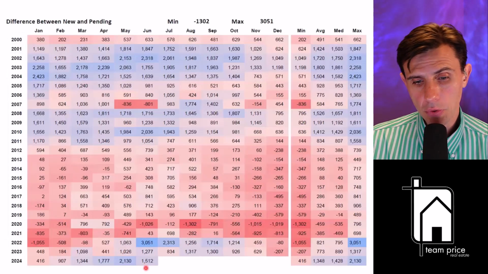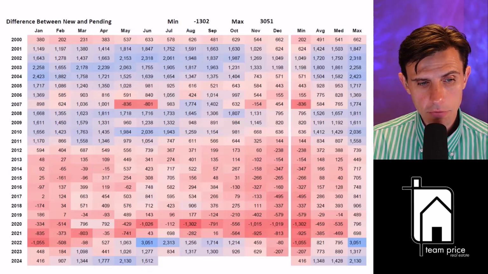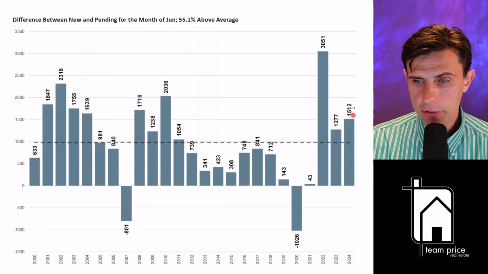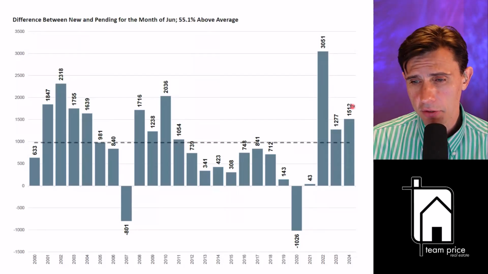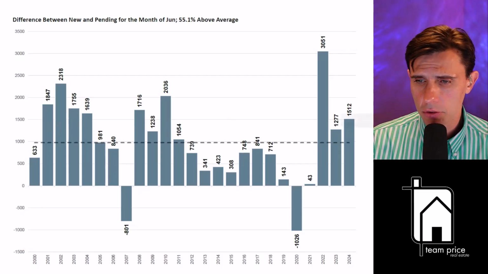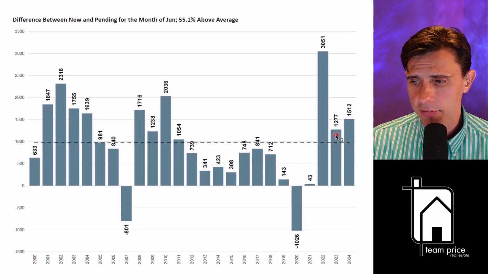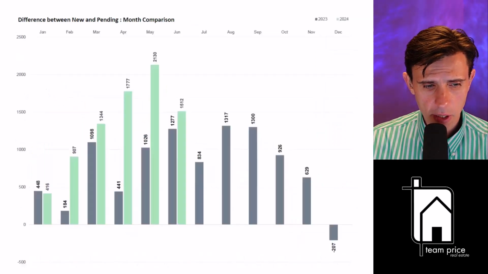Difference between new and pending so far, 1,512. You can see right there the difference, 1,512. When we take the difference between the new and the pending so far for the month of June, this is every June going all the way back to the year 2000. We already beat last June at 1,277. So far, we're at 1,512.